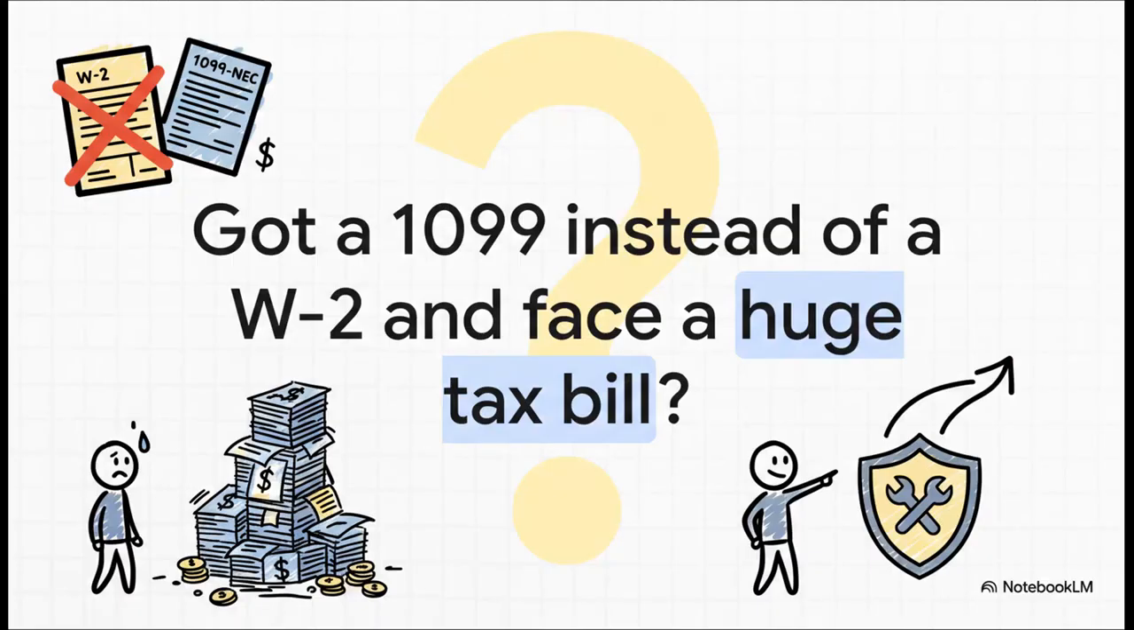So, does this scenario sound familiar? It's tax season, you open the mail expecting a nice, simple W-2 from your job, but instead, you get a Form 1099-NEC. And then you see it, a self-employment tax bill that is way, way bigger than you ever expected. For so many people, this is that sinking feeling, that moment you realize something is just not right. And that's exactly what we're here to unpack.